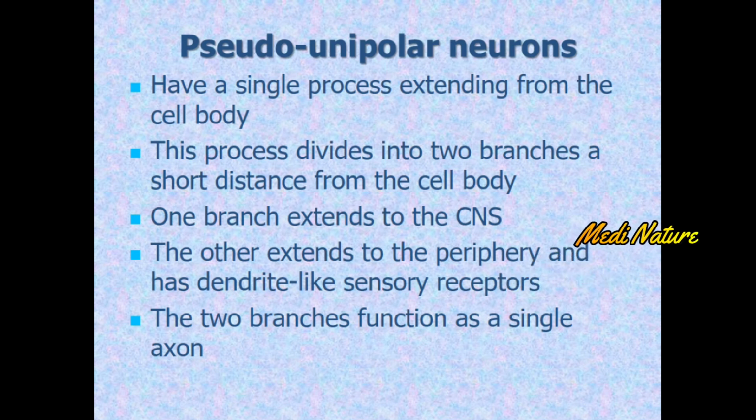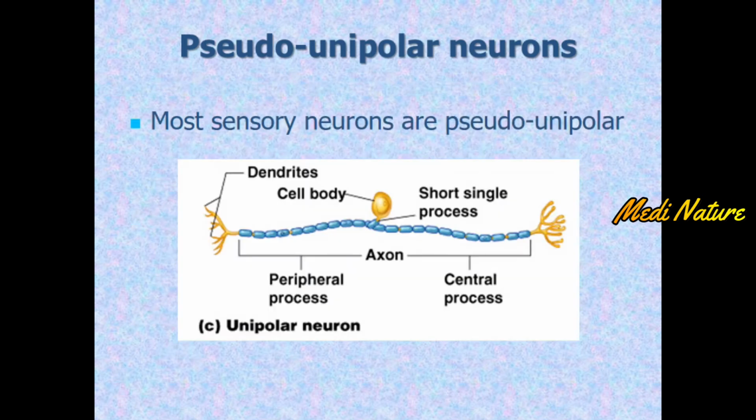The other type is pseudo-unipolar neurons. These neurons have only a single process which extends from the cell body. But this process divides into two branches a short distance from the cell body. One branch extends to the central nervous system, while the other extends to the periphery and forms dendrite-like sensory receptors. But these two branches function as a single axon. Most of the sensory neurons are pseudo-unipolar.